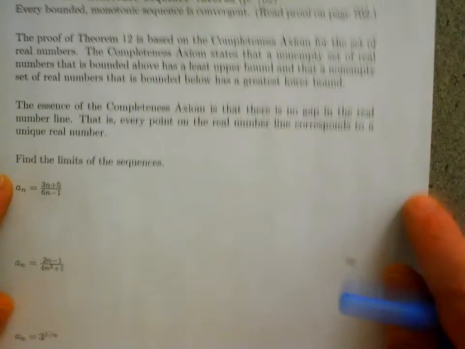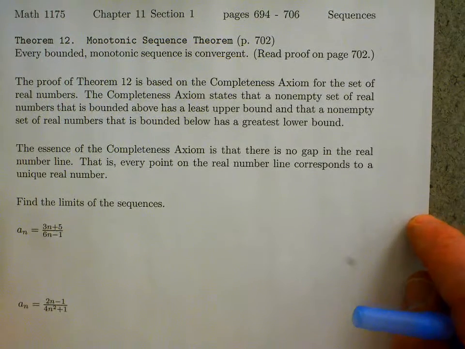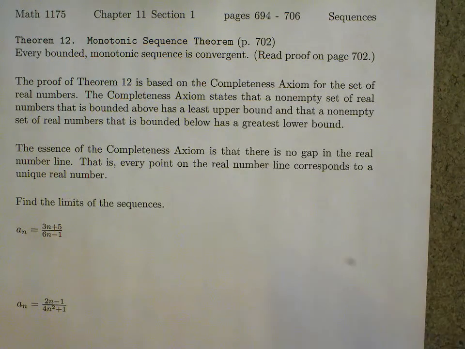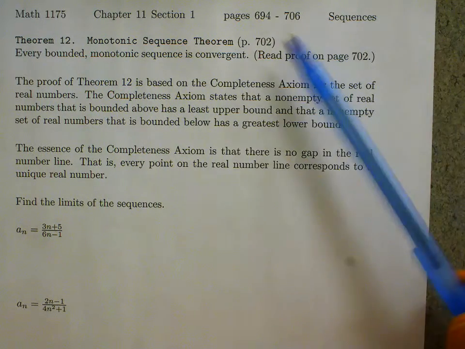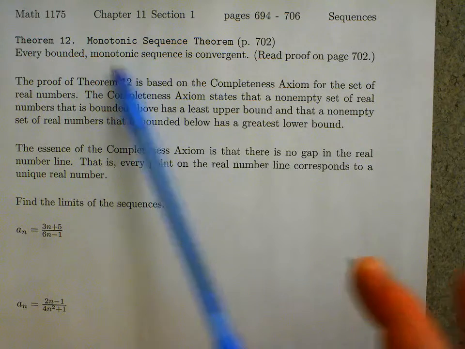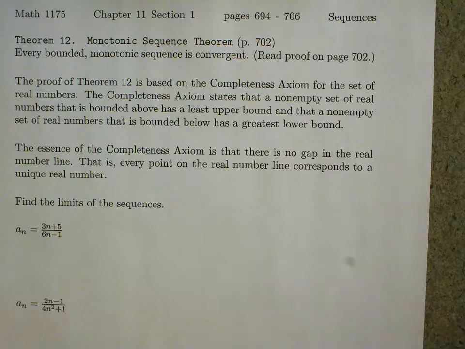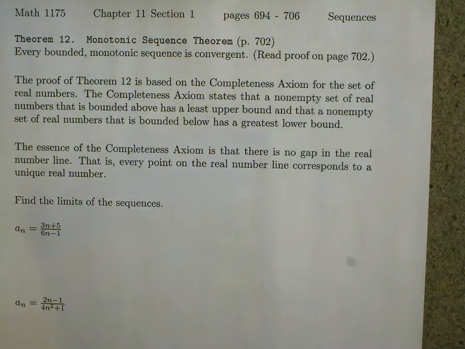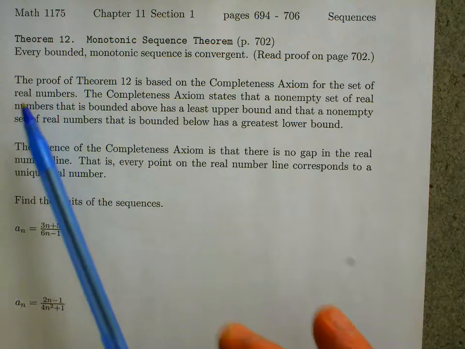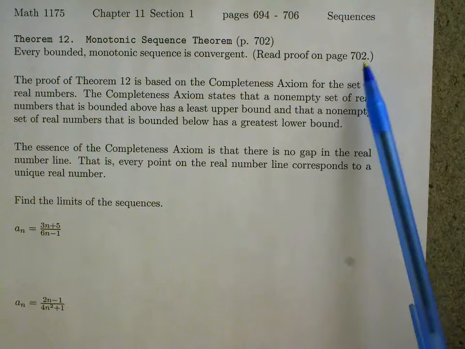All right. Theorem 12. The monotonic sequence theorem, page 702. This says every bounded monotonic sequence is convergent. So you can read the proof on page 702. We're not doing proofs in this class, but it might be good for you to read it.